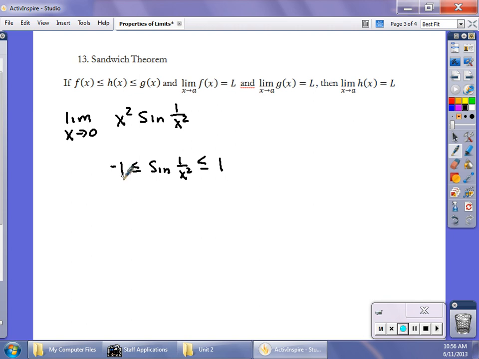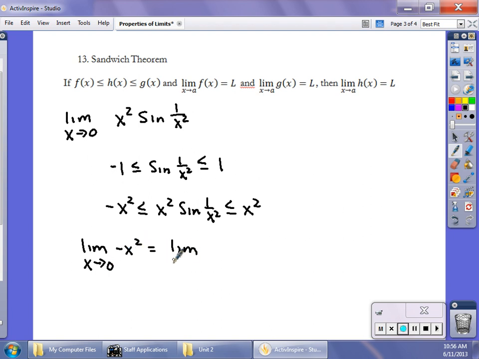If I now go ahead and multiply through by x squared everything, I get -x squared is less than or equal to x squared times the sine of 1 over x squared, which is less than or equal to x squared. And then if I take the limit of -x squared and +x squared as x approaches 0, they're going to be equal to each other. And they're both going to be 0.